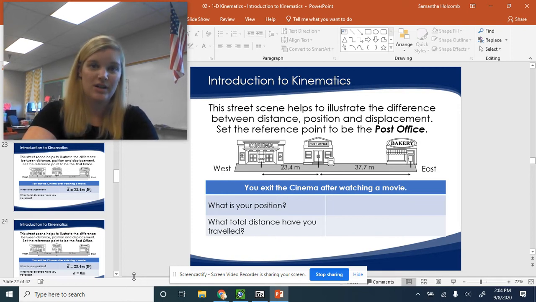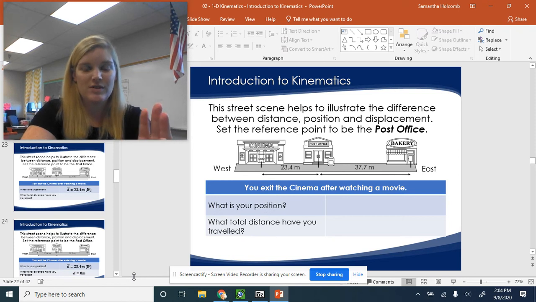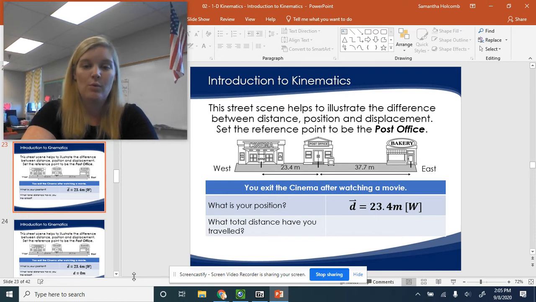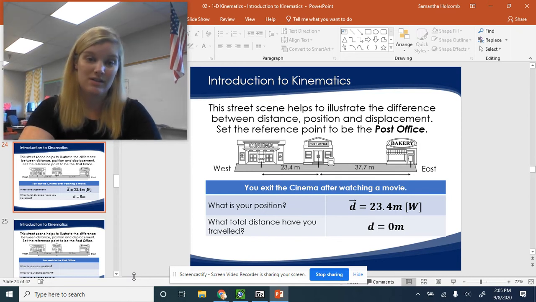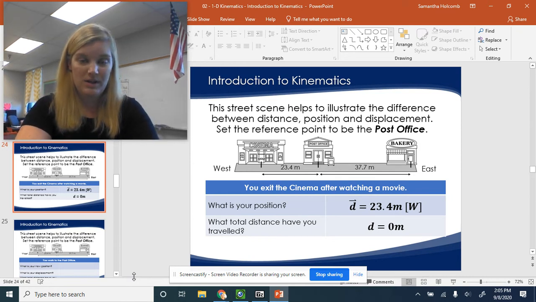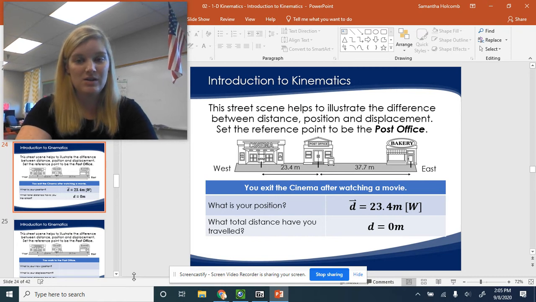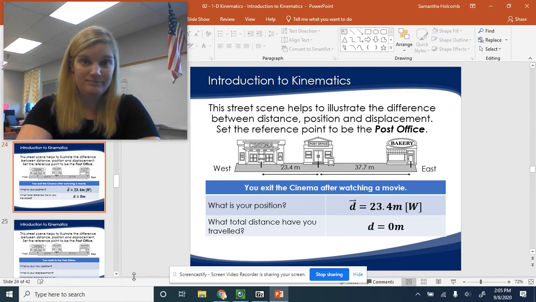What is our position? Position is relative to our reference point, and we set our reference point as the post office. So now our position is 23.4 meters west of our reference point. And the total distance we've traveled is still going to be 0. We didn't start at the post office and then walk to the movie theater. We started at the movie theater, which happened to be 23.4 meters west of our reference point. But our Fitbit is still telling us we didn't do anything.